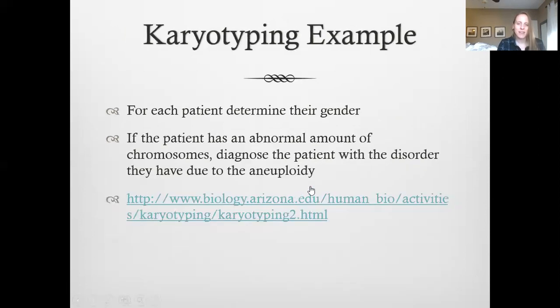Okay, I would recommend, just as a little bit of practice with your karyotyping, that you go to this website here. And what it's going to do is it's going to give you an example of some karyotypes. You can determine the patient's gender from those karyotypes and also diagnose their condition if they have one based on any abnormal amounts of chromosomes. So try that out. On a tester quiz, you could very well get an example of a karyotype and be asked to identify gender or any disorders that are present. So that is good practice.